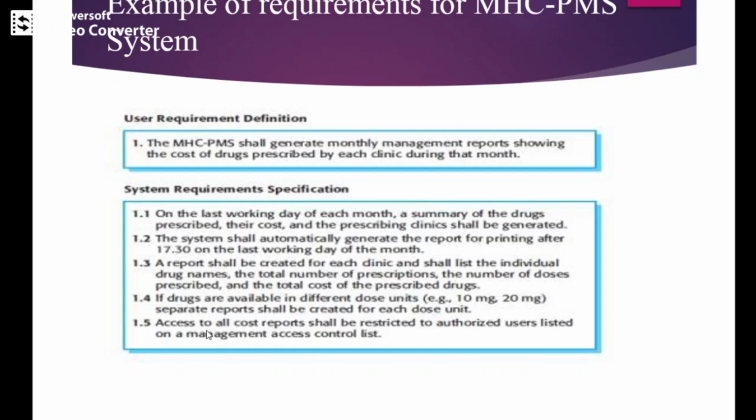1.5. Access to all cost reports shall be restricted to authorized users listed on a management access control list. So this report should be accessed only by the authorized users. Such a facility should be created in your system such that this report can be accessed by authorized users only. So these are the ways of representing the system requirements.